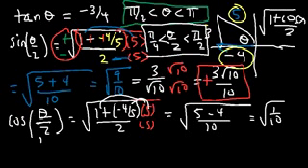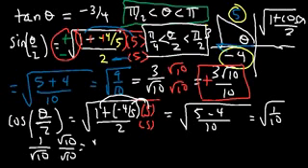The square root of 1 is 1, so this is 1 over root 10. And if we rationalize it, we get radical 10 over 10. And it's still going to be positive because theta over 2 is in quadrant 1. So that's the answer for cosine.